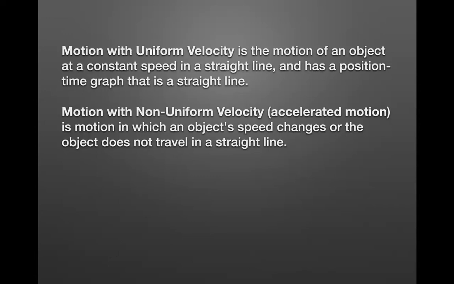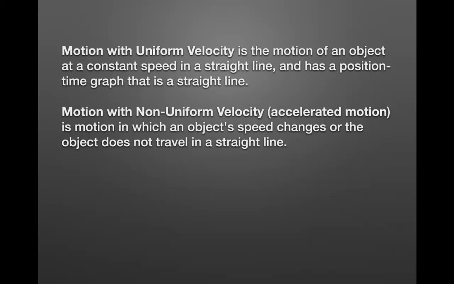If we were to graph it in a position-time graph, time is along the bottom, time is the independent variable. It has a straight line. Well, I'll just tell you, the slope is the velocity. Position-time graph, the slope is the velocity.